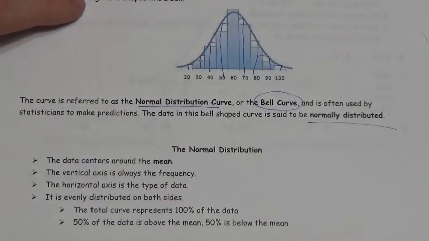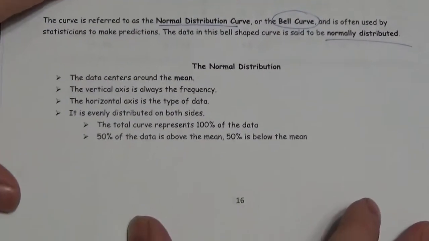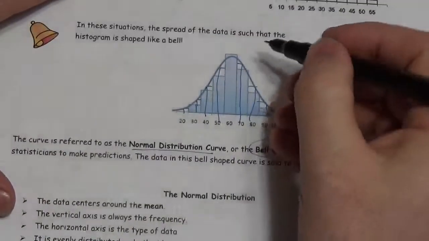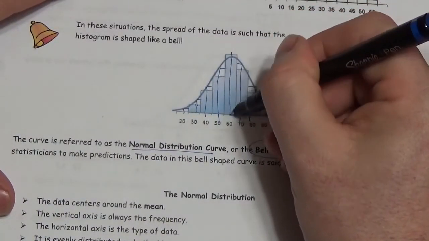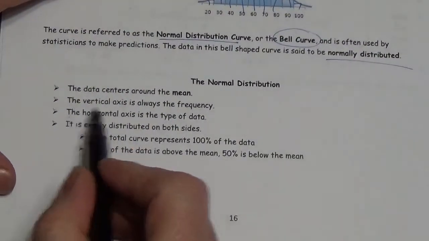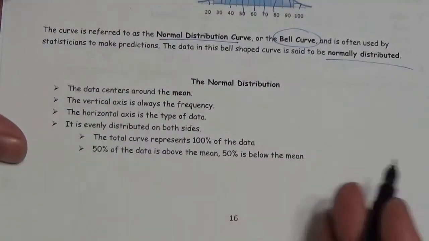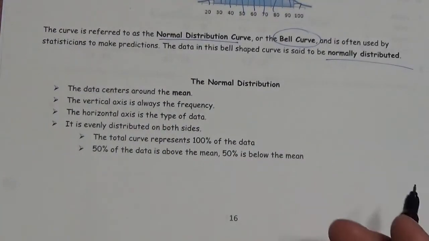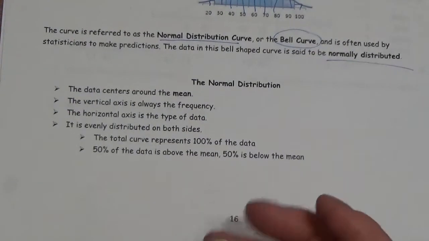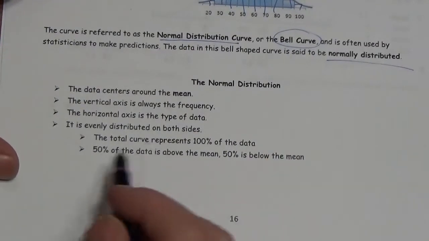Now let's talk about some of the properties of that particular curve that we can use to make predictions, okay? The data centers around the mean. So right here in the center, this would be the mean of the population. The vertical axis is always the frequency, and the horizontal axis is always the type of data. It's always with reference to the property of the population that you're studying here.